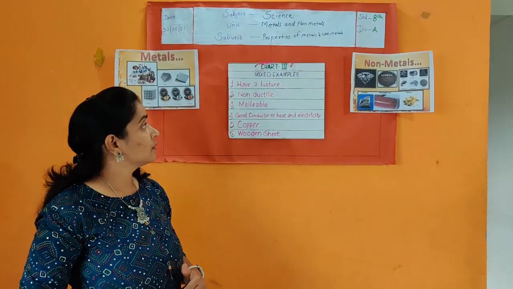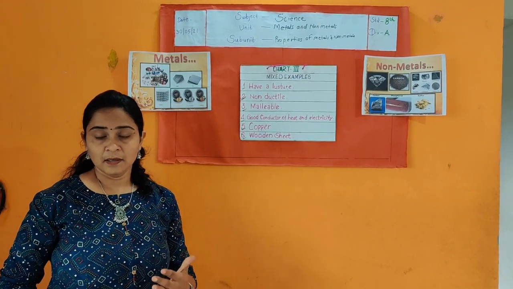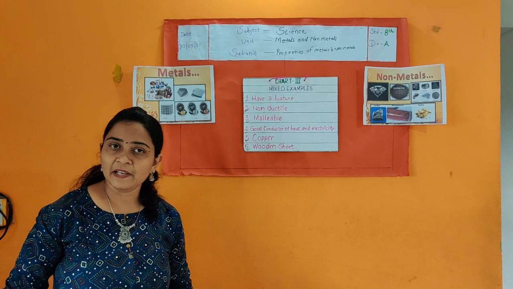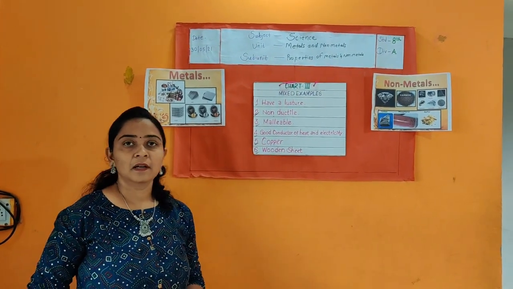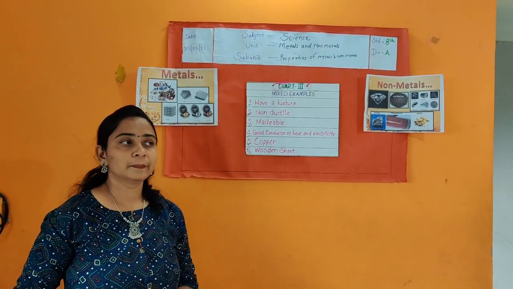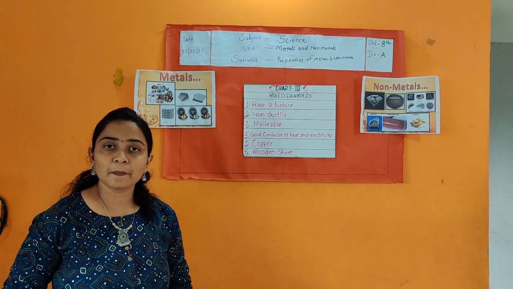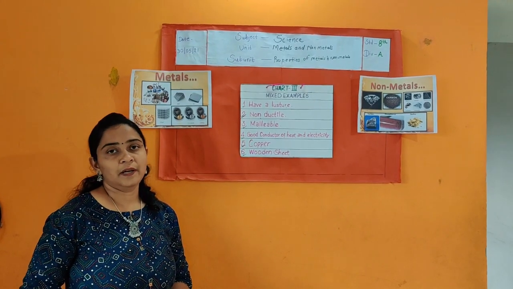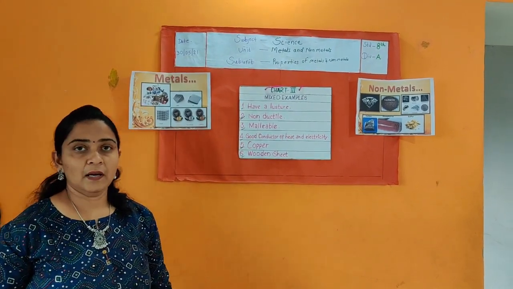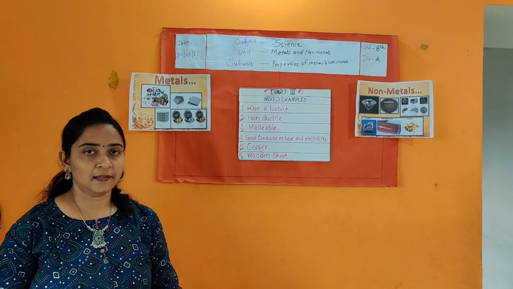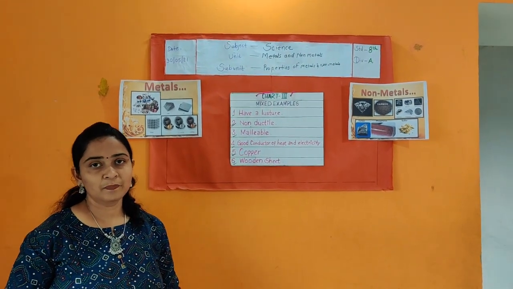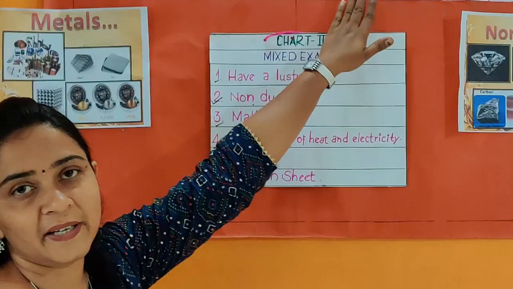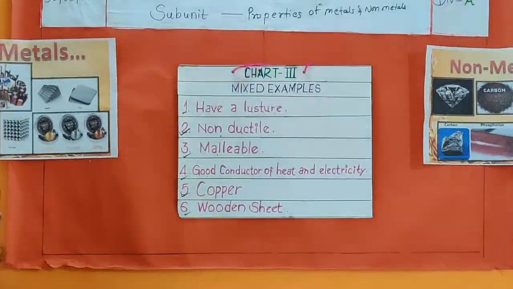And after that we saw the properties of metals and non-metals, that is they have luster, they are malleable, they are ductile, they are good conductors of heat and electricity, and non-metals properties are non-lustrous, non-malleable, non-ductile, and they do not conduct electricity. Okay, so that way today we learned the properties of metals and non-metals.